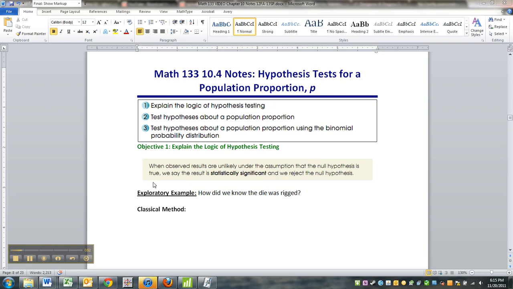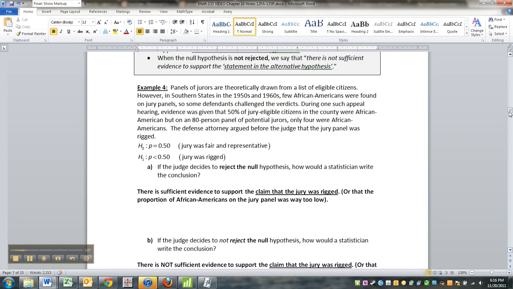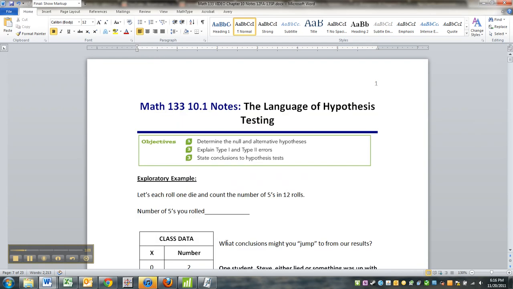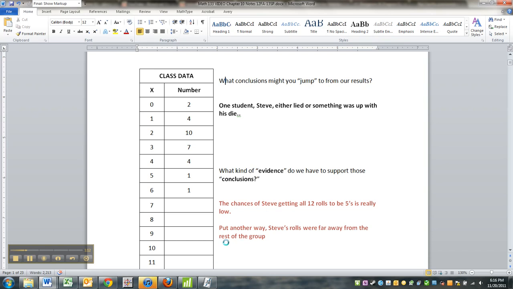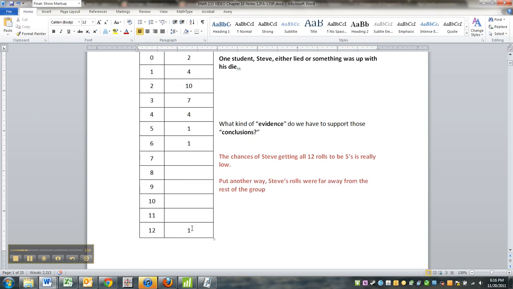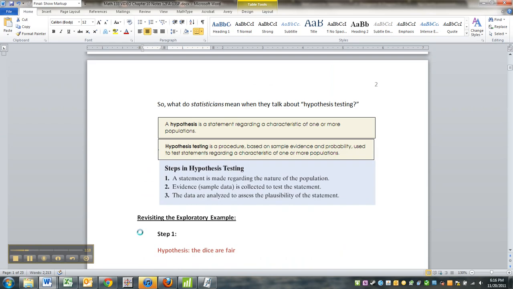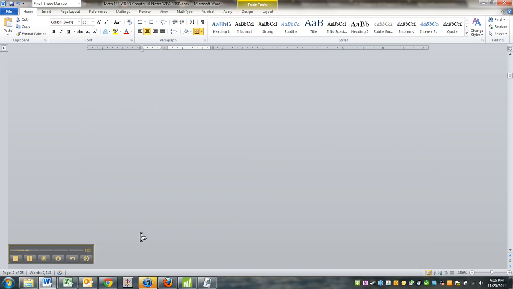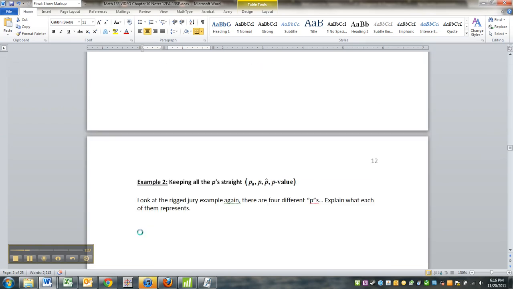All right. So when we observe results that are unusual or unlikely under the assumption that the null hypothesis is true, we say that the result is statistically significant and we reject the null hypothesis. So let me just think about that for a second. When we did our first example way back, I showed you the dice roller online or my class data right here, and you knew something was up with Steve because Steve was way down here, right? And what did we assume to be true? We assumed that those dice were fair unless we could prove it otherwise. And we sort of did prove it otherwise, right?